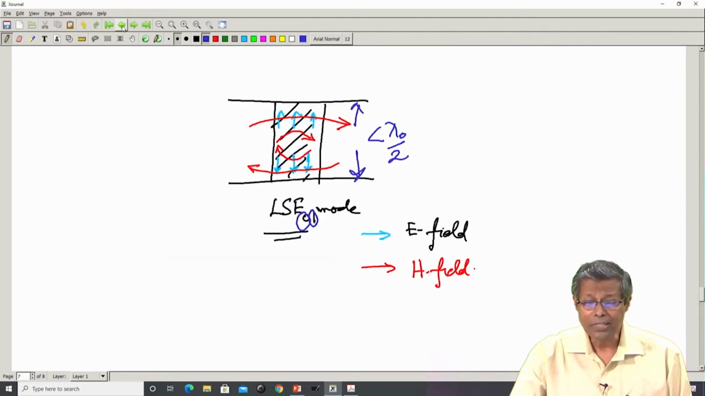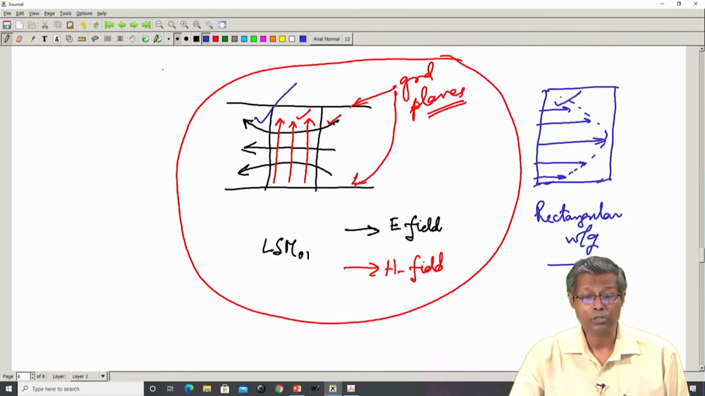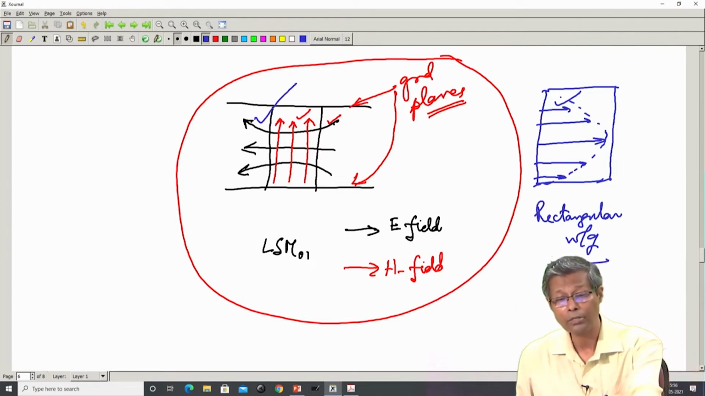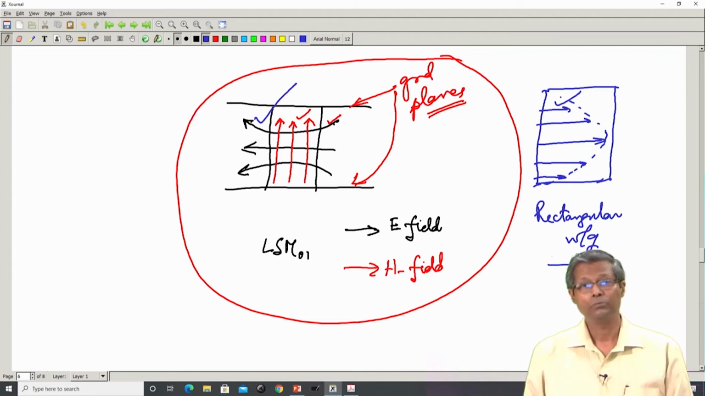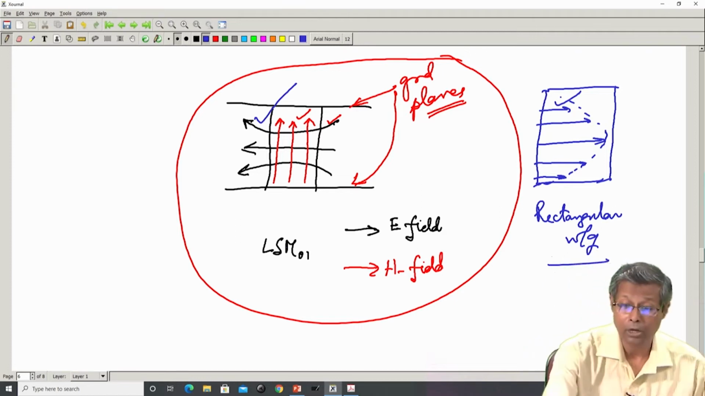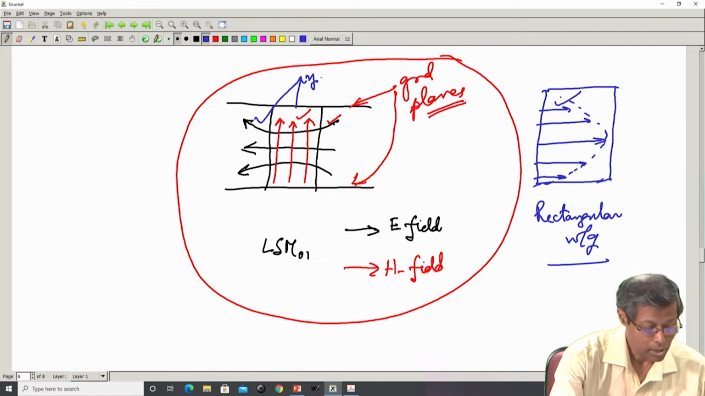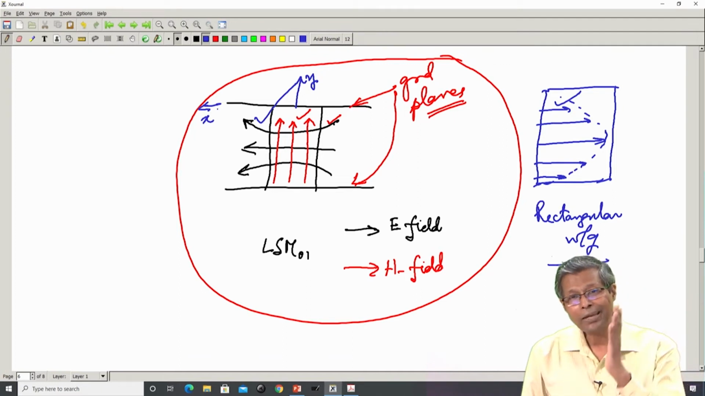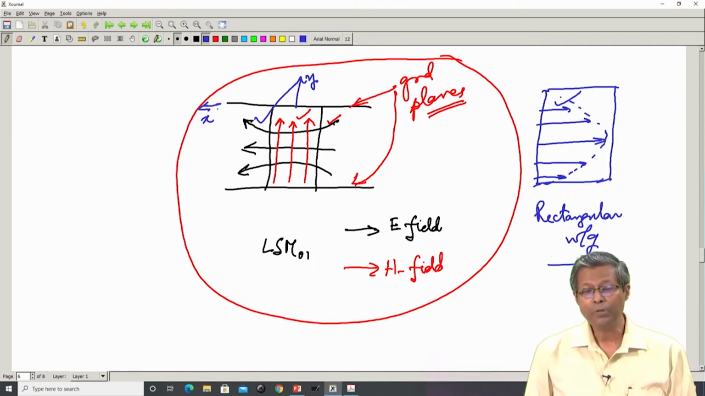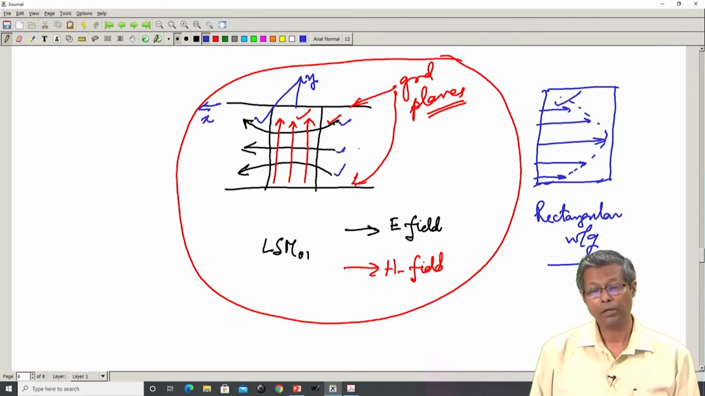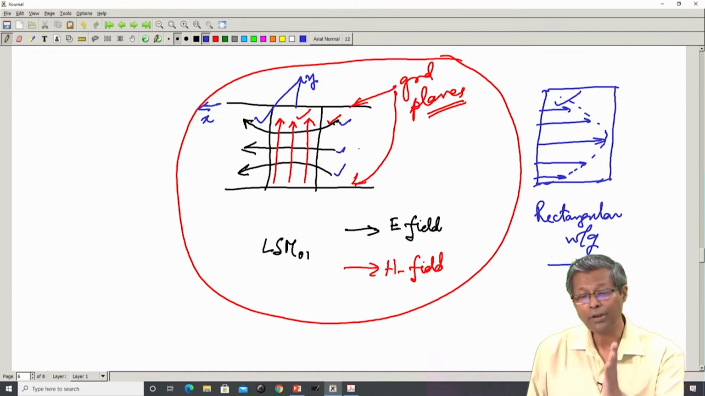Now, how do we, principally, use the mode suppressor? For example, if we have to use the mode suppressor, we have to look at the field profiles of the LSM01 mode. You see that the field profile of the LSM01 mode is the electric field along the ground plane. So, if we just mark the axis, this is y and this is x. If we insert a metallic plate ideally along the YZ plane, that is principally not going to affect the electric field because it is normal to the metallic plates.